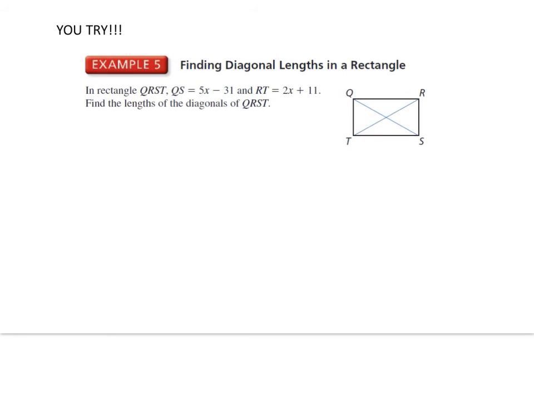All right, so I want you to try example number 5, knowing that one of the properties for rectangles is that diagonals are congruent. So set up an equation and solve for x. Find the lengths of the diagonals of QRST, parallelogram QRST.